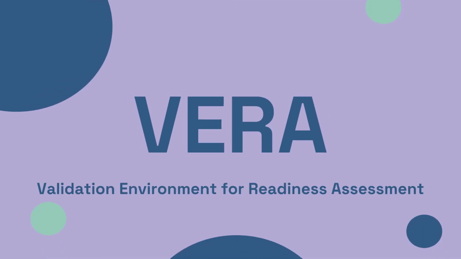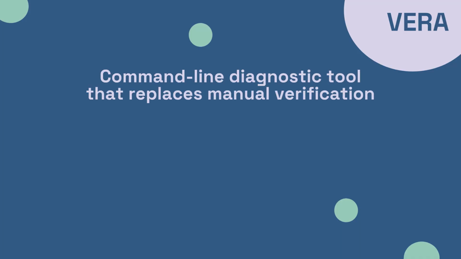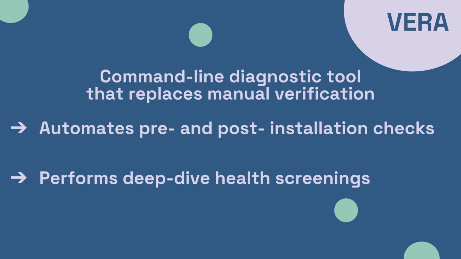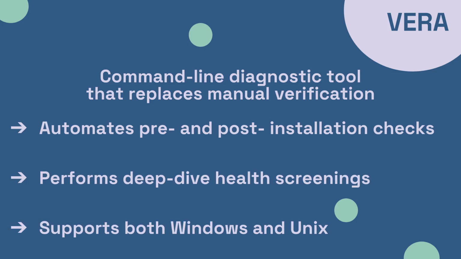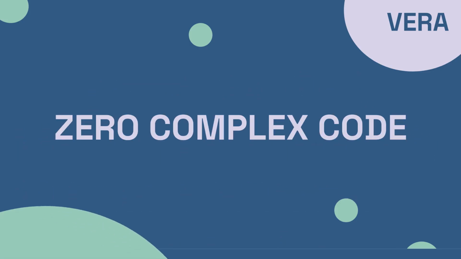Meet VERA, Validation Environment for Readiness Assessment. VERA is a centralized command line diagnostic tool engineered to replace manual verification overhead. It automates pre- and post-installation checks, performs deep dive health screenings, and natively supports both Windows and Unix environments, all with zero complex code required.